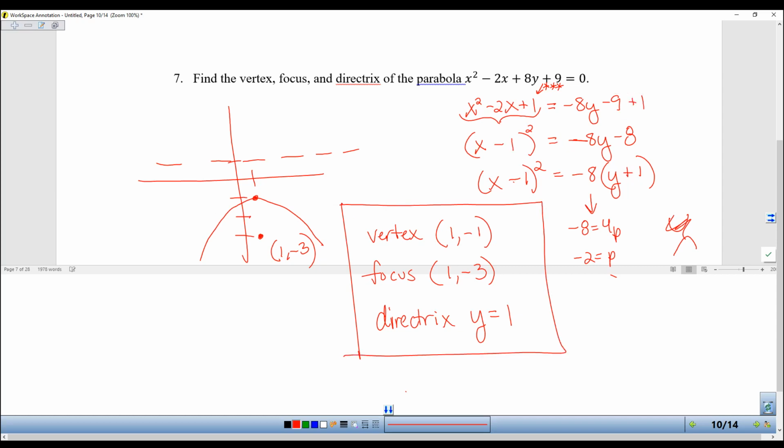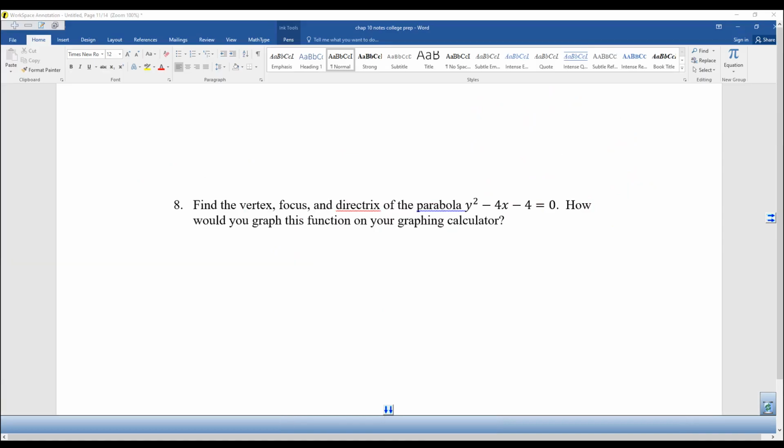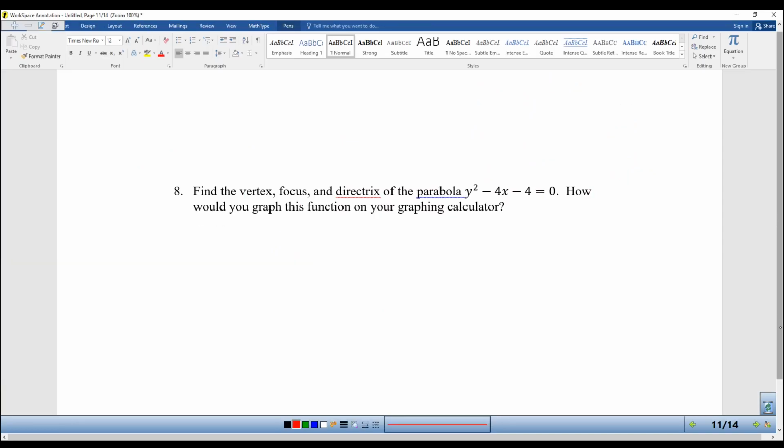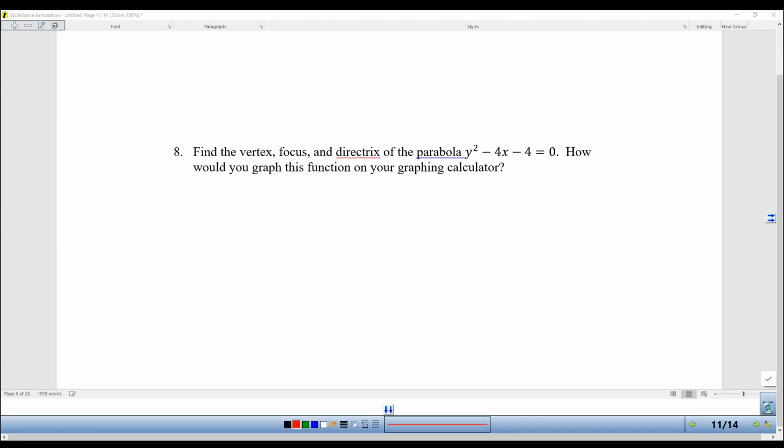Definitely this completing the square thing is a little tricky. So we're going to do another one. All right. So I see that the y is squared this time. So everything with a y, I'm going to put over here on this side. And everything that doesn't have a y, I'm going to put on the other side, which would be 4x plus 4.